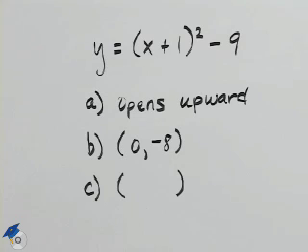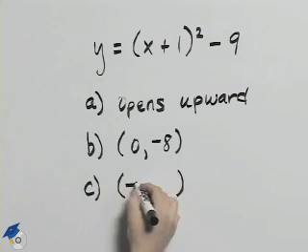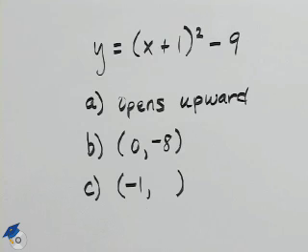Part C asks us to find the vertex of the equation. The vertex is, in this case, since we have x plus 1, the value for the x-coordinate is negative 1. And since it's minus 9, the y-coordinate of the vertex will be negative 9.